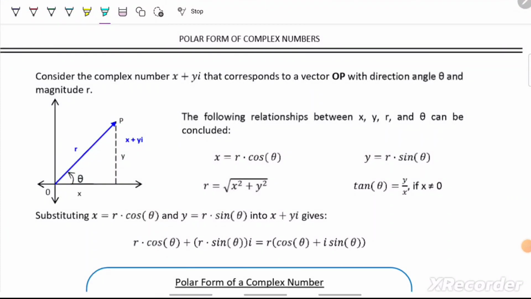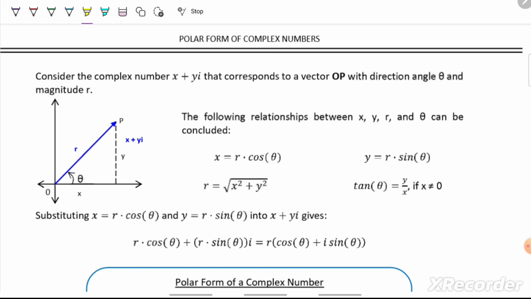In this video, we'll be discussing the polar form of complex numbers. Consider the complex number x plus yi that corresponds to a vector OP with direction angle theta and magnitude r. And I have that illustrated here on the left. It's a diagram we've seen many times in trigonometry. We've dropped a perpendicular, created a right triangle, labeled the sides of that right triangle x and y. So all the relationships that we've discussed throughout trigonometry are still true.